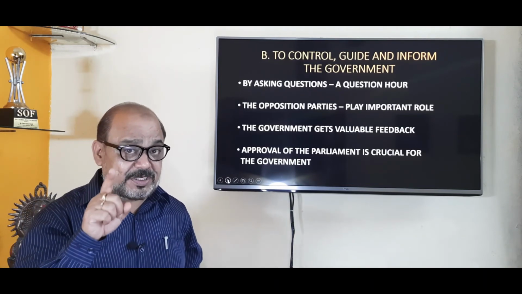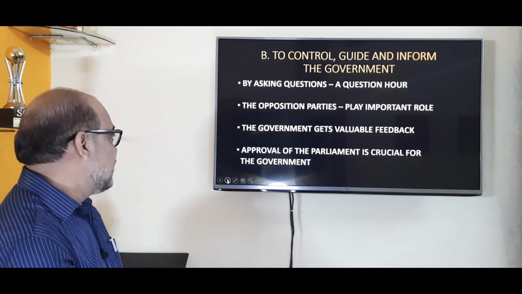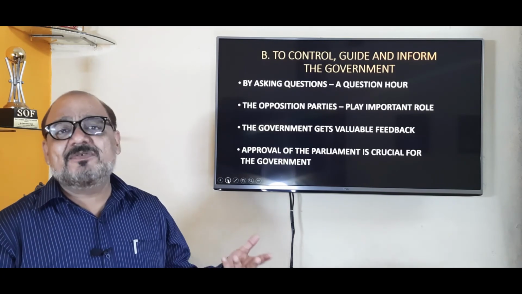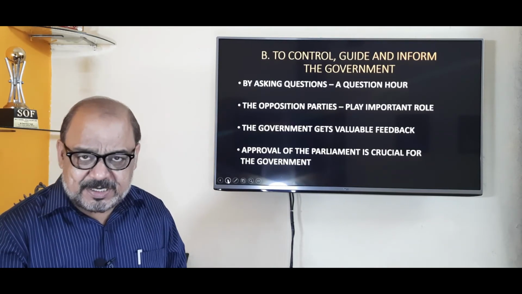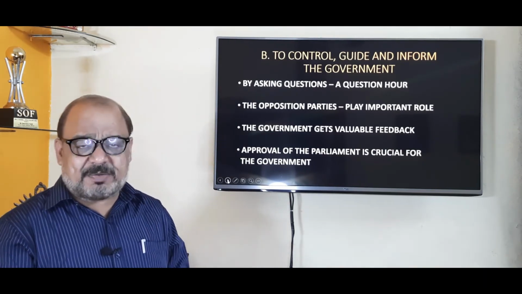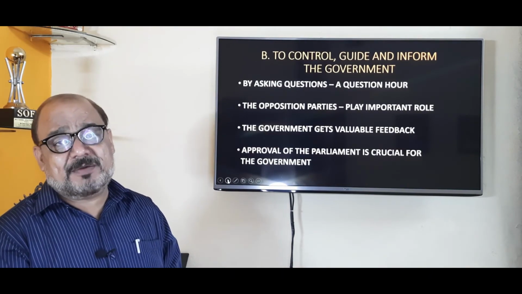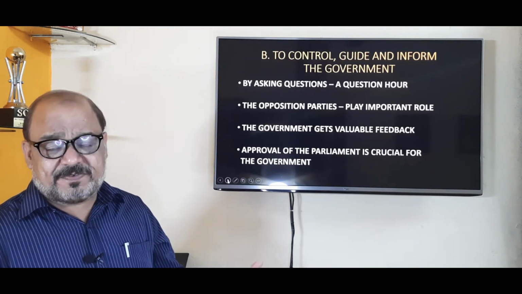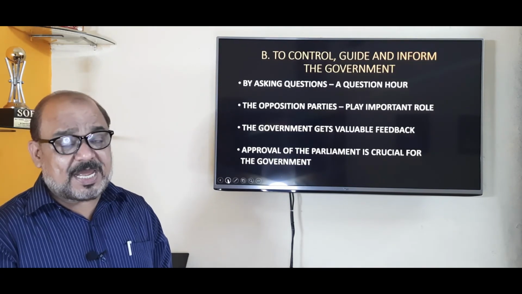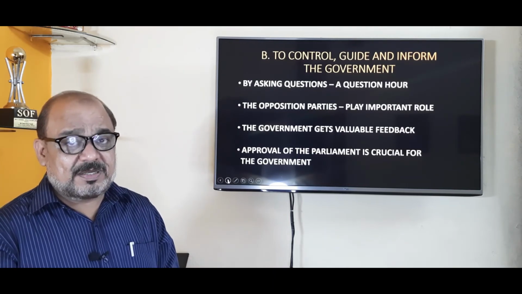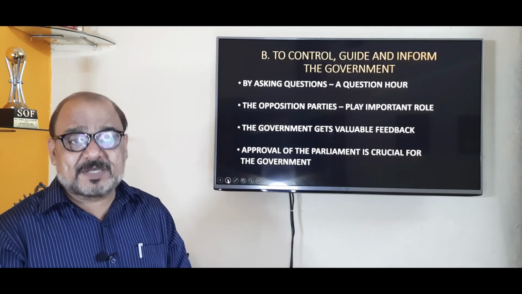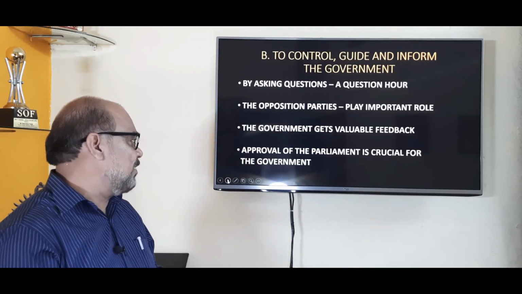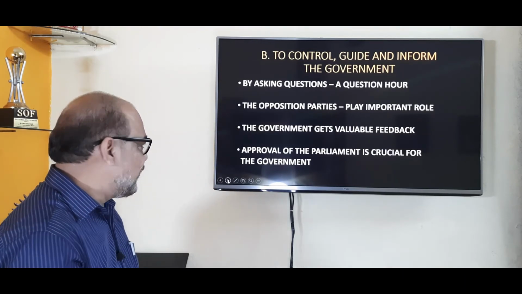So the role of opposition is very, very important. Third thing is the government gets valuable feedback. Valuable feedback from where? From the Parliament. While debate goes on any topic, the representatives in the Parliament, whether they are from the opposition or from the ruling party, speak about different topics at different times, and their speeches reflect the opinion of the country in a way. Okay?